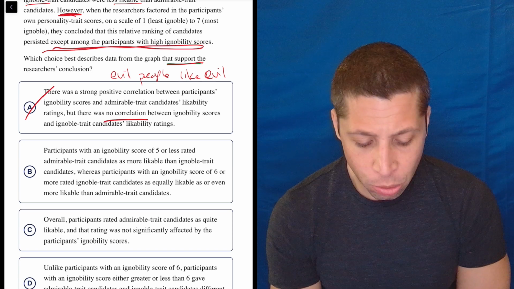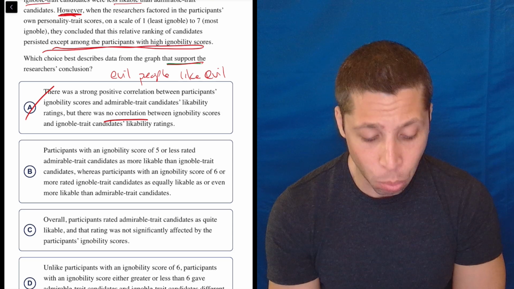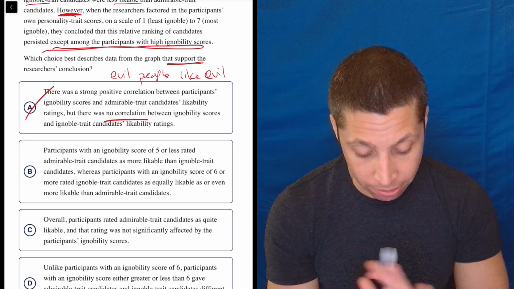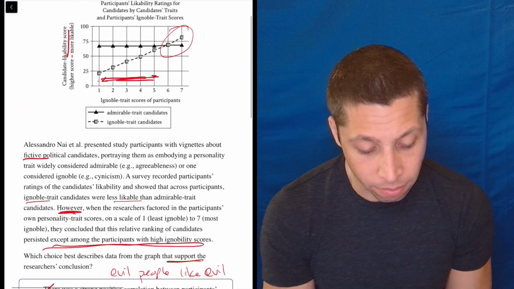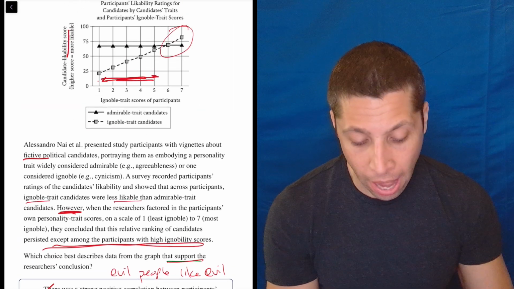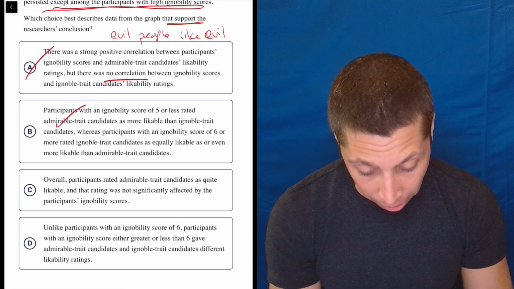B, participants with an ignobility score of 5 or less rated admirable trait candidates as more likable than ignoble trait candidates. Let's stop there. Is that true? Yeah, that's kind of where this red line is here. 5 or less, admirable, higher than ignoble. Okay, so check. That part is all check.